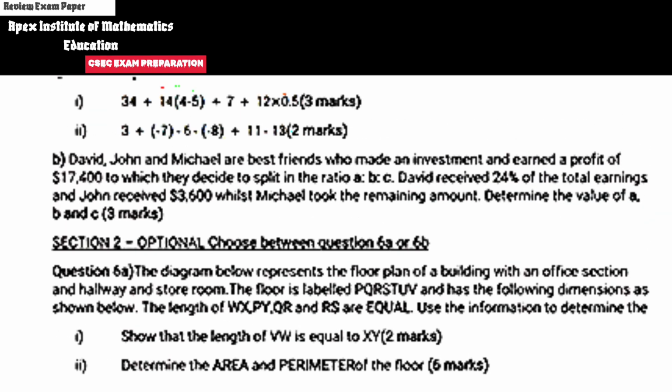So we have this final question before we enter into section 2. David, John and Michael are best friends who made an investment and earned a profit of $17,400, which they decide to split in the ratio A to B to C. David receives 24% of the total earnings and John received $3,600 while Michael took the remaining amount. Your task is to determine the values of A, B, and C.